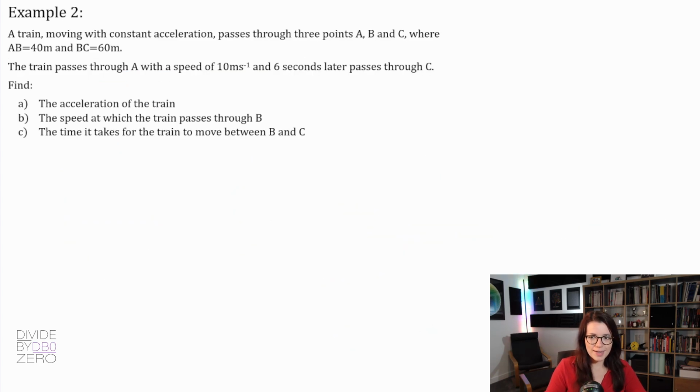Example 2. A train moving with constant acceleration passes through 3 points A, B, and C, where AB is 40 meters and BC is 60 meters.